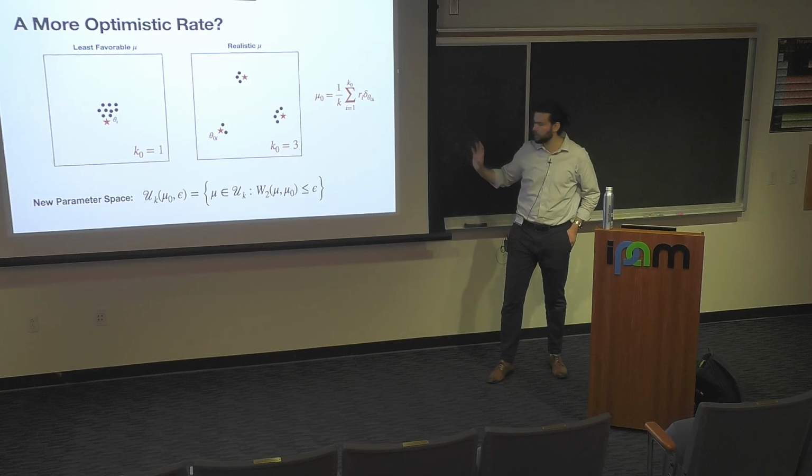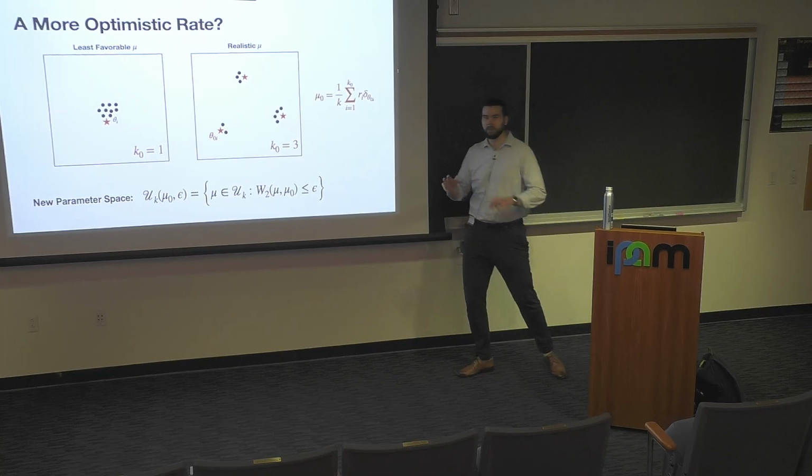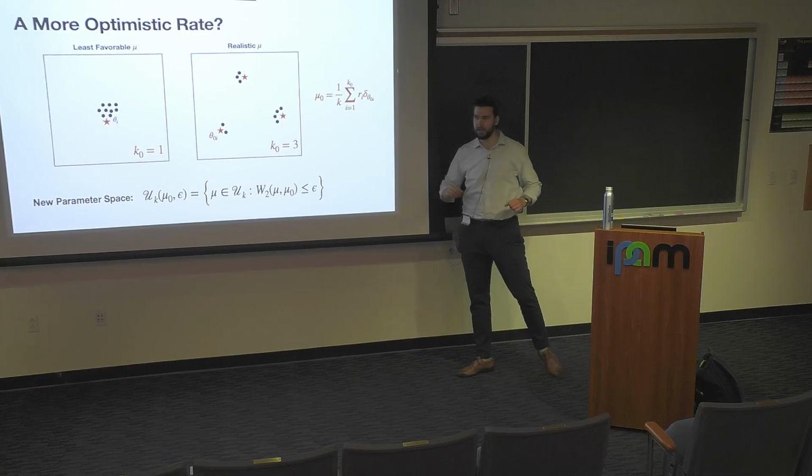And morally, the bigger k0 is, the faster my rate of convergence should be, because the more clustering, the more well separated the atoms must be.